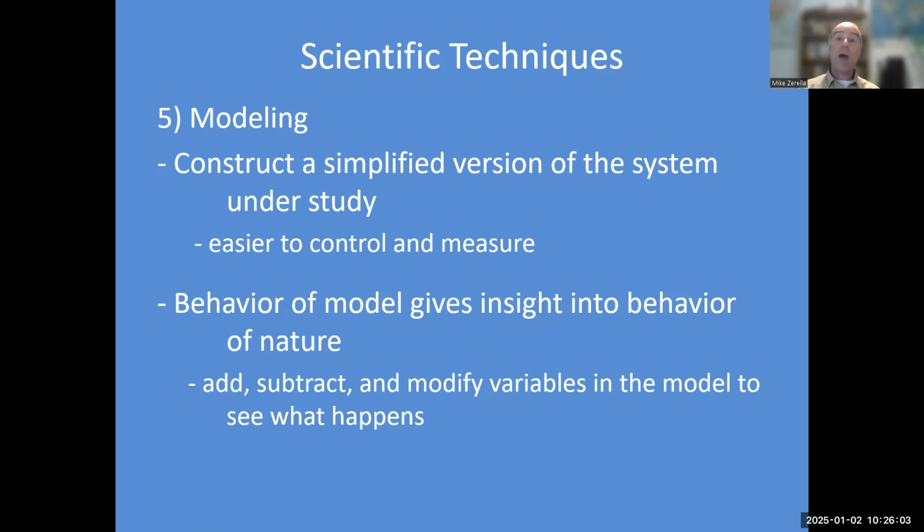The 5th one then is modeling. And this is when we want to study some natural system or some human system that is just far too complex or difficult for us to study directly, or we can't manipulate it directly. We can't set up control groups and experimental groups. So a really common example today is climate. So the Earth's climate.